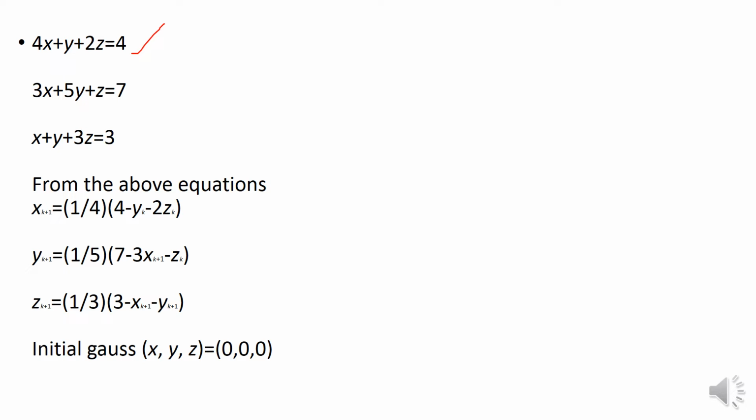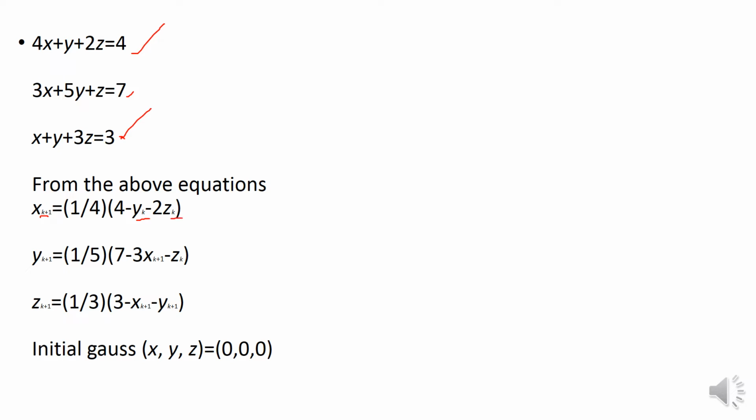x is equal to (4 minus y minus 2z) upon 4. From the second, y is equal to (7 minus 3x minus z) upon 5. From the third, z is equal to (3 minus x minus y) upon 3, and we write it in the iterative form, where we are writing the next iterative value in the form of k plus 1, that is xk plus 1, yk plus 1, zk plus 1, and the previous one is xk, yk, zk.